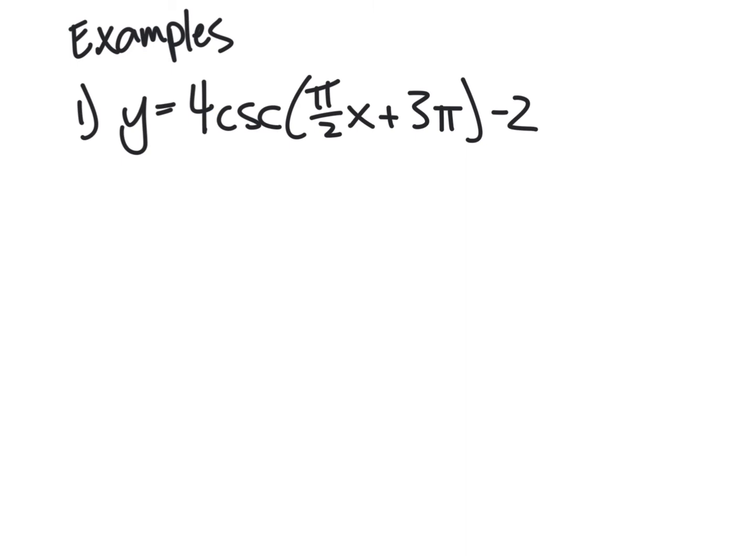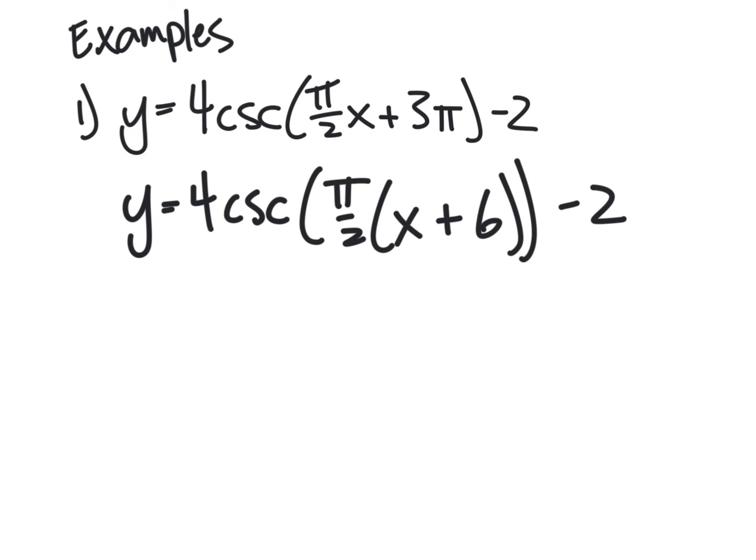All right, so let's try an example. Here we have y equals 4 cosecant of pi over 2 x plus 3, minus 2. First thing I want to do is factor out this b to give me 4 cosecant of pi over 2 times x plus 6, minus 2.